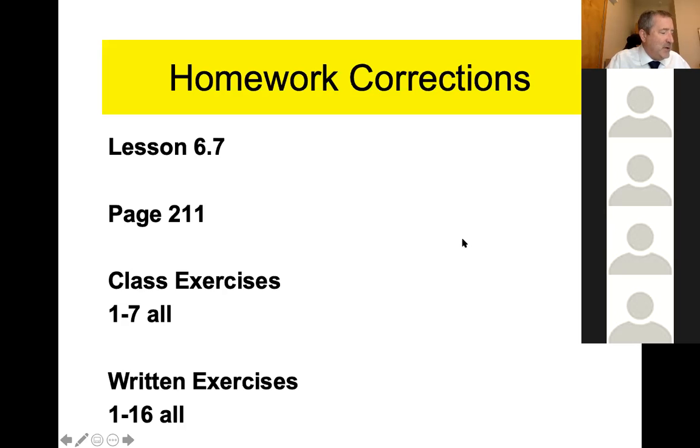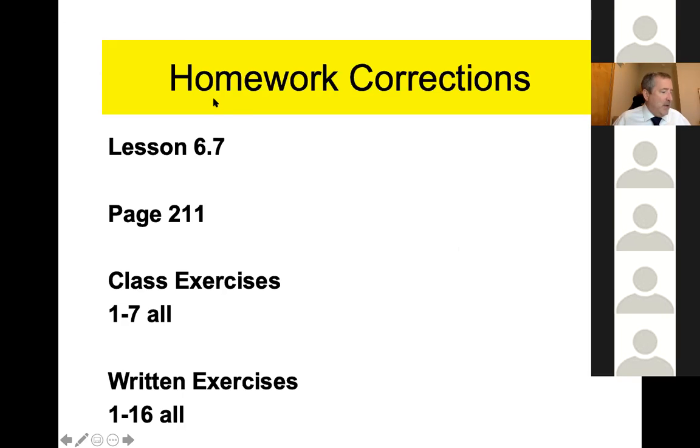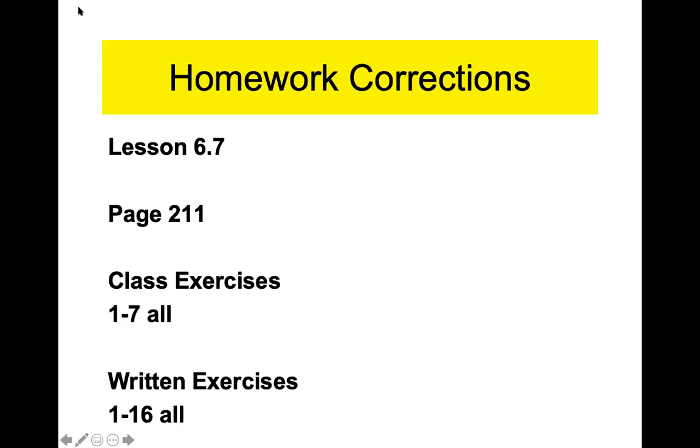A square is a rhombus, is a parallelogram. That's a rectangle, also a parallelogram, and the whole thing is a quadrilateral. All right. And then the last one, number 7, that is a quadrilateral, parallelogram, and rhombus. That takes care of the class exercises, written exercises 1 through 16 all.